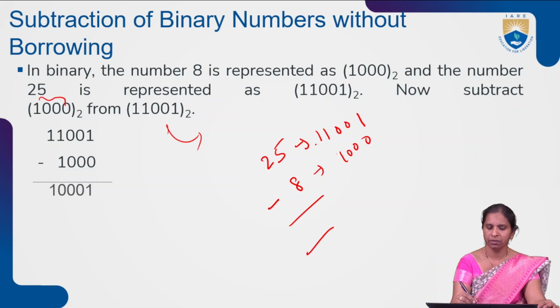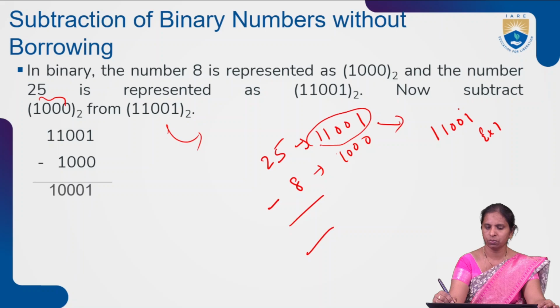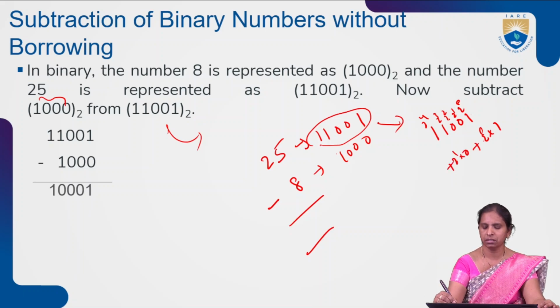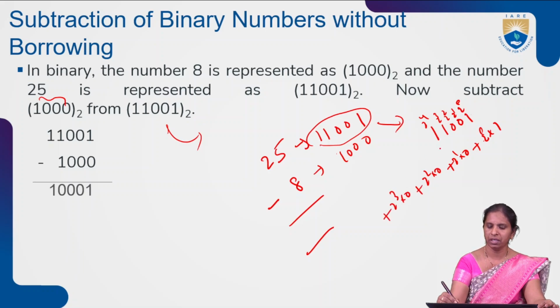So how do you write down this 25 from this binary number? For that, what you do? For example, you have 11001. So 2 power 0 into 1, 2 power 1, 2 square, 2 cube and 2 power 4. So 2 power 0 into 1 plus 2 power 1 into 0 plus 2 power 2 into 0 plus 2 cube into 0 plus 2 power 4 into 1. Then what is 2 power 4? 16 plus 0 plus 0 plus 1.